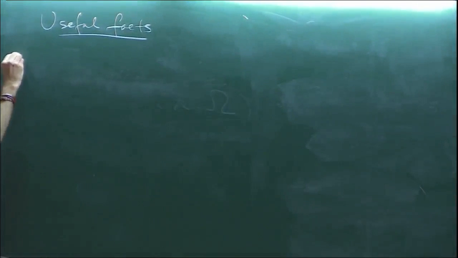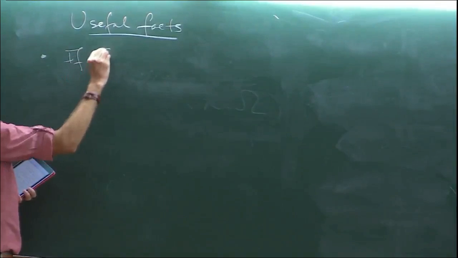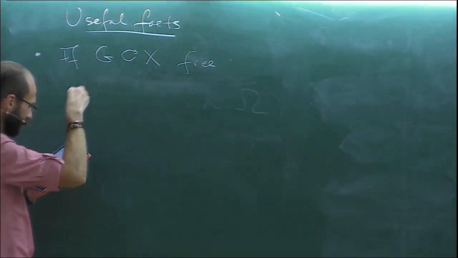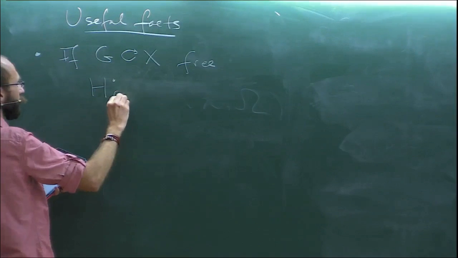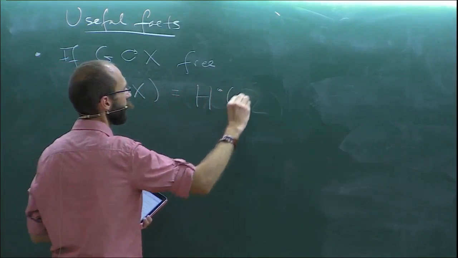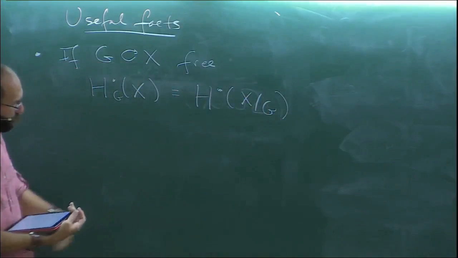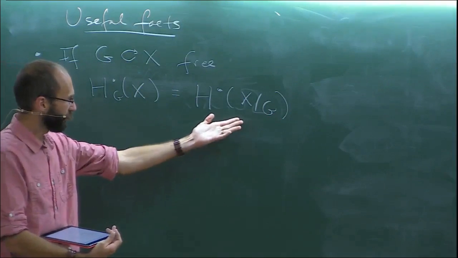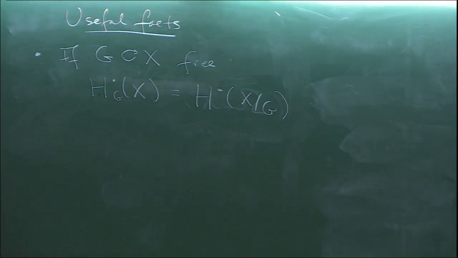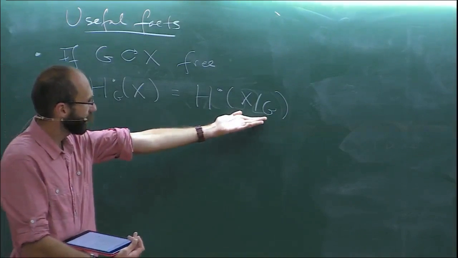Let me just recall a few facts about equivariant cohomology. If the G action on X is free, then equivariant cohomology on X is just ordinary cohomology on the quotient. In other words, if the quotient is smooth, then one can just use ordinary cohomology on the quotient, and that makes physically intuitive sense. When we gauge a G symmetry, we're dividing out by G transformations. So we roughly expect to get the theory whose target is X mod G.